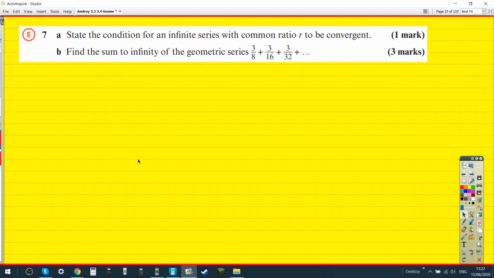What is A? I'm going to guess it'll be something like, would it be like the series is positive? No. It would be the magnitude of r is less than 1. Yeah. R is fractional. Otherwise, the numbers keep getting bigger.